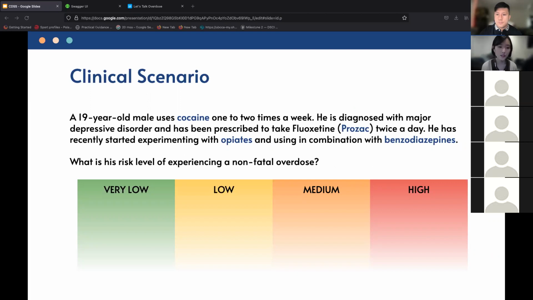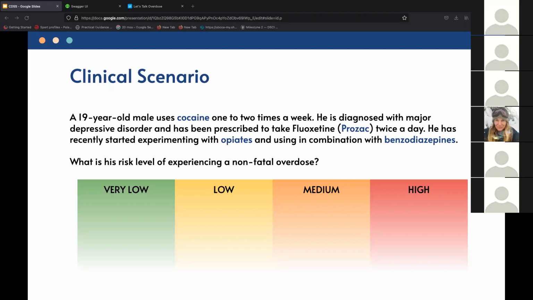So this is a clinical scenario of a 19-year-old male who uses cocaine 1 to 2 times a week. He is diagnosed with major depressive disorder and has been prescribed Prozac to take twice a day. And he has recently started experimenting with opiates and using it in combination with benzodiazepines.